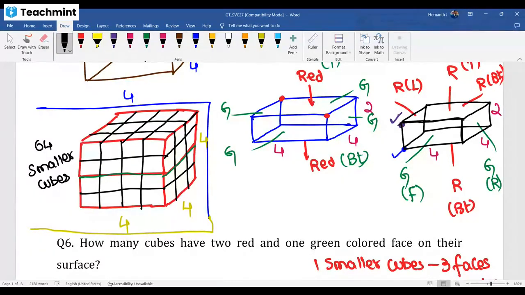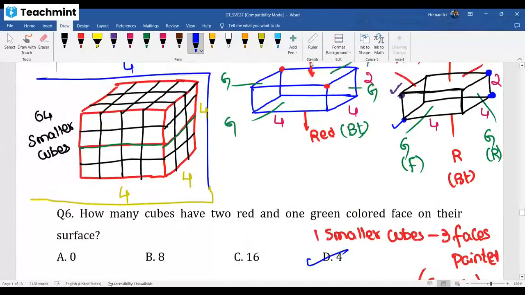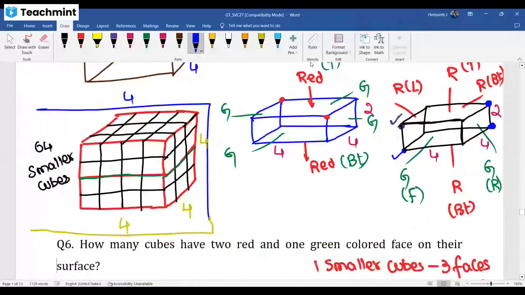This corner, back side red, top side red, right side green. Okay, this is acceptable. 2 red and 1 green will come. This corner, back side red, bottom side red, right side green. Okay, this is also acceptable. These two acceptable. Finally, I want to check this one. This is having bottom red, back side red, left side also red. No. Only 4 are available, my dear friends. I got only 4 where 2 red and 1 green is available. You kindly check the question clearly. You can obtain that only 4 is the answer.